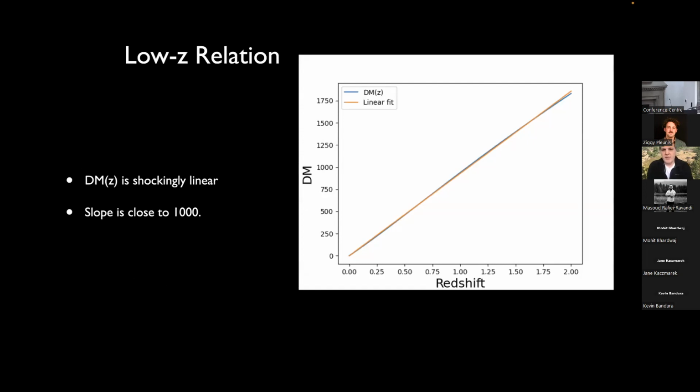So we've all seen this plot before. If you talk about low redshift, where low can be up to a few, this relation for current cosmology parameters is shockingly close to linear. I have no idea how it comes out this flat. If you do, for instance, a flat matter universe, this is no longer true. So this is a curious fact about the densities that we have in our universe today. And the slope's close to 1,000. So if you just take the DM of something that you see and you think that DM is cosmological, divide it by 1,000, and that's the redshift.